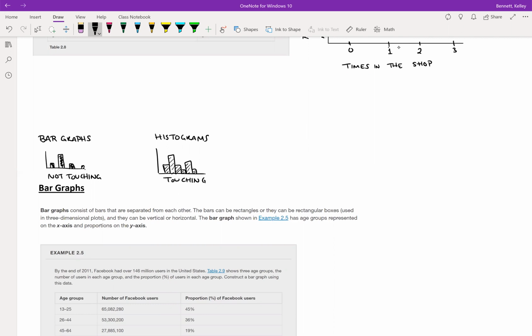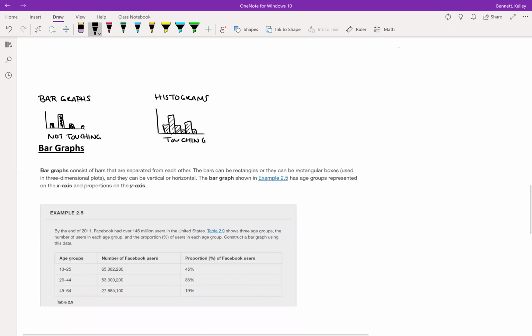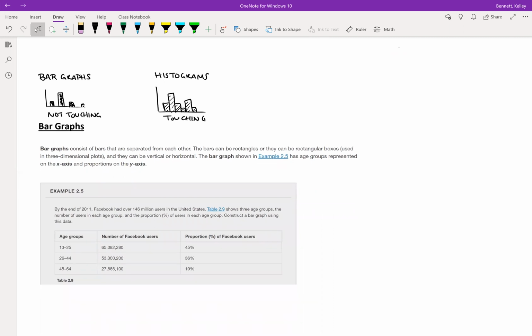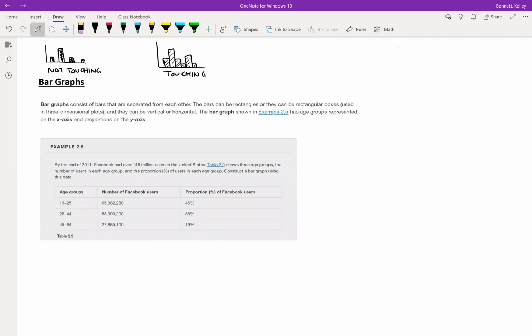All right, so let's talk about bar graphs really quick. Sometimes they're called bar charts. You'll see that in Excel, they're called bar charts, that's fine. They're just bars that are separated from each other, and they're typically rectangles, and they kind of just show, again, frequency or relative frequency.